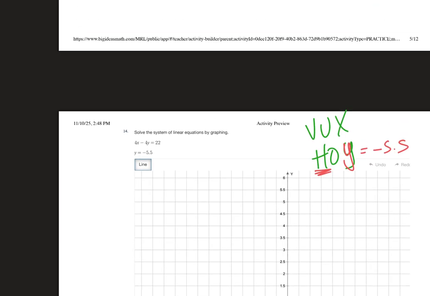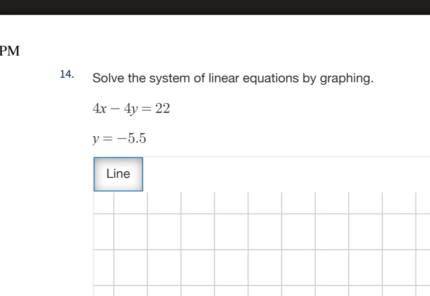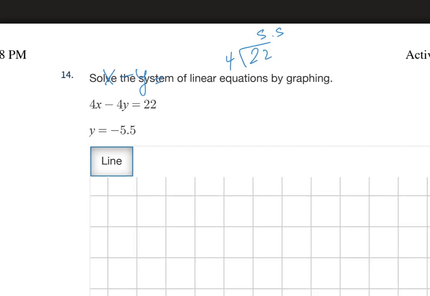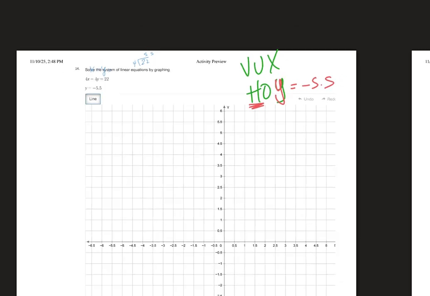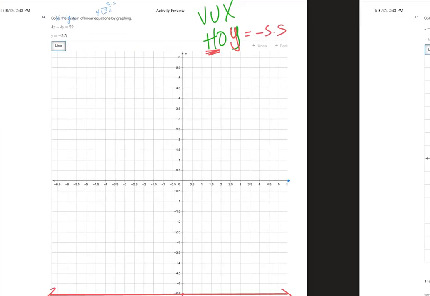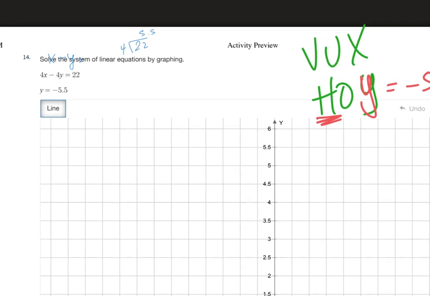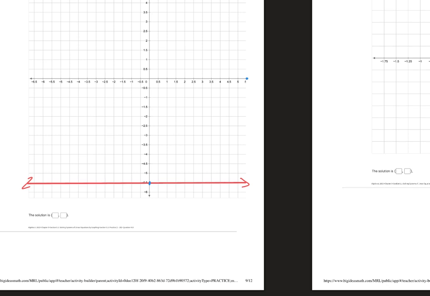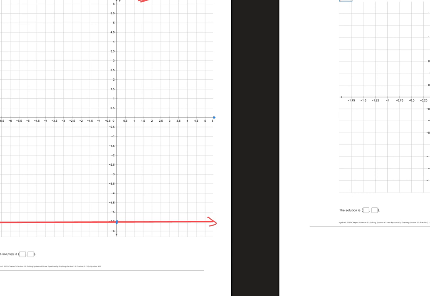That's awesome. This one, we can divide everything by 4 here if we want to. So we get x minus y equals whatever 22 divided by 4 is. I believe it's 5.5, right? So the x-intercept is 5.5, which is right there. The y-intercept is -5.5, which is right there. Spoiler alert, it's going to be quite a simple one, right? So let's get our graph on.